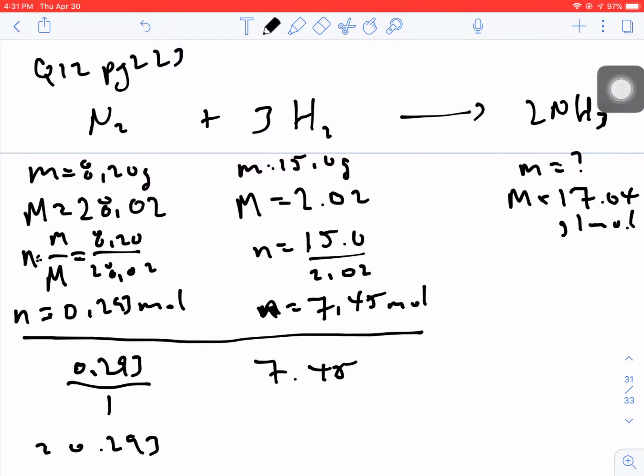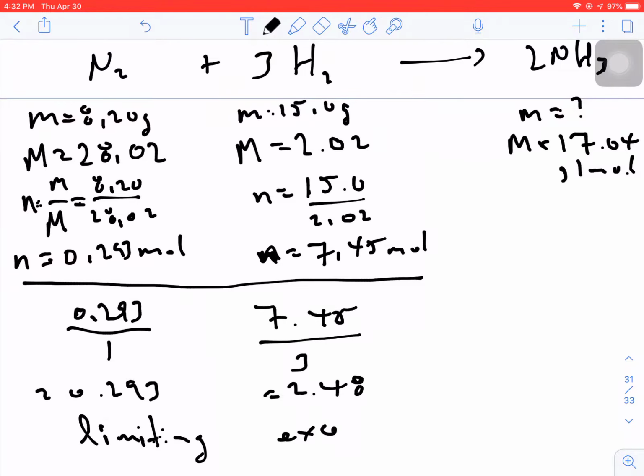And the one that I have too much of is the high one. This one is in excess. Right? There's too much there. Again, when I talk about somebody who does something to excess, I say they're doing too much of it. So in this case, there is excess of the hydrogen and limiting amounts of N2.